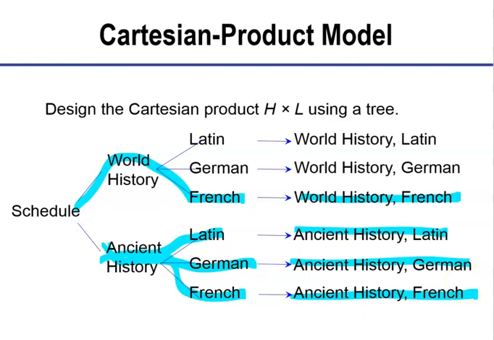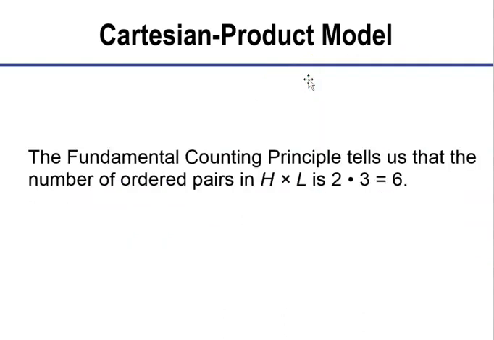Now, if you'll recall, the way to calculate this is the fundamental counting principle, right? So we had 2 choices for our history class, times 3 choices for our language, and that's the 6 choices we expected to see. And here you go. The fundamental counting principle tells us that the number of ordered pairs, H cross L, is 2 times 3, which is 6.